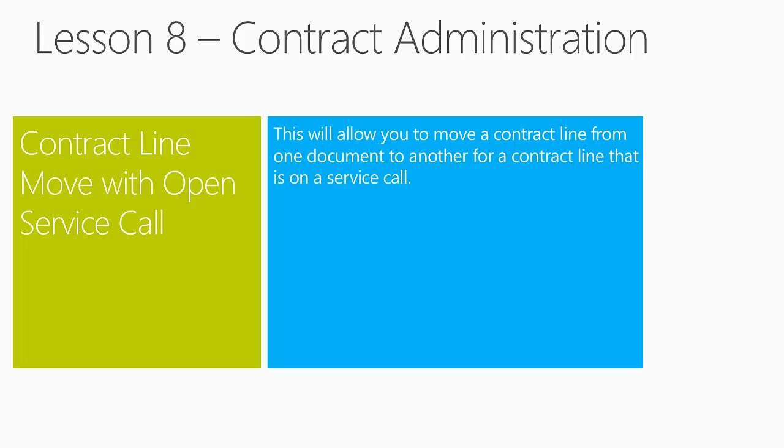The service call is marked to post in the service call billing window. The entry date of the service call is prior to the move effective date, or the service call has already been invoiced. I'll show you what this process looks like in Microsoft Dynamics GP.